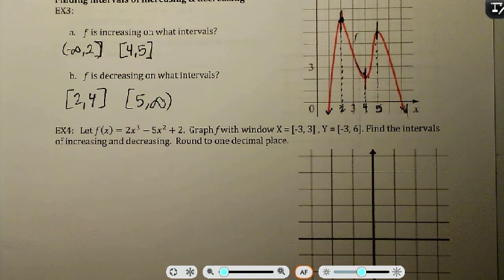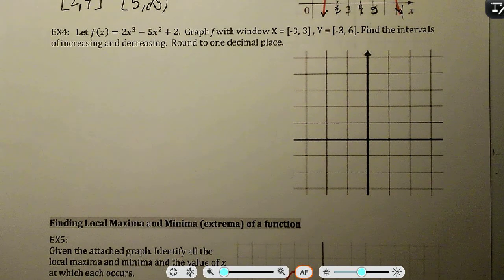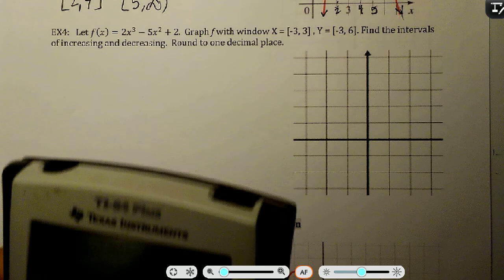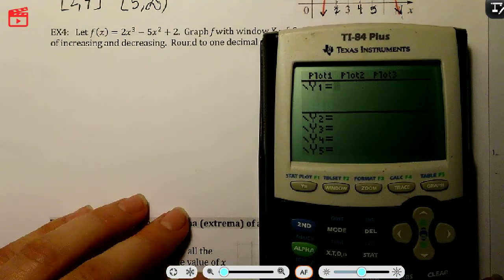Okay. All right, so example 4. Let f of x equal x to the third power plus or minus 5x squared plus 2. And we're going to graph this with our window, which is given, and we're going to find the intervals of increasing and decreasing. Round to 1 decimal place. Okay, so go ahead, pull out your calculator, and go to the y equals section. Okay, and let me zoom out.